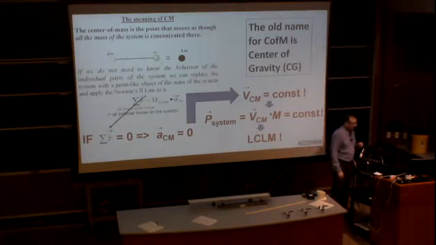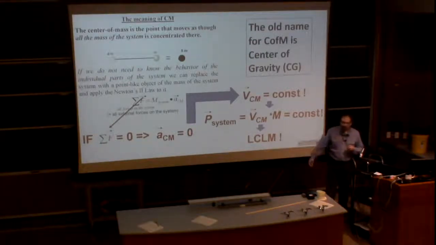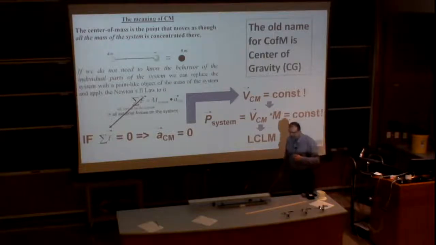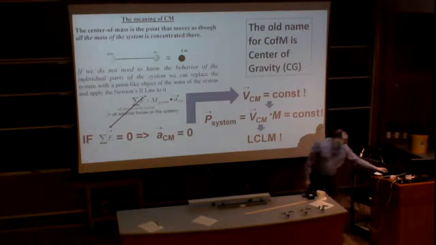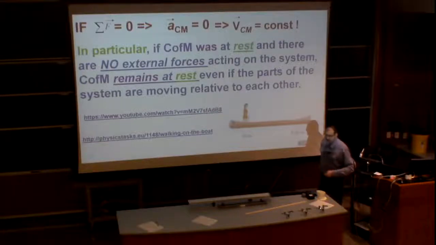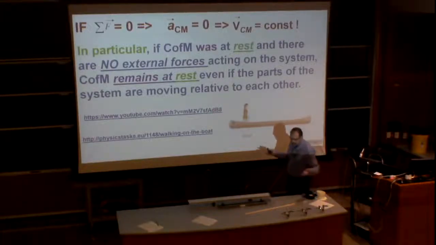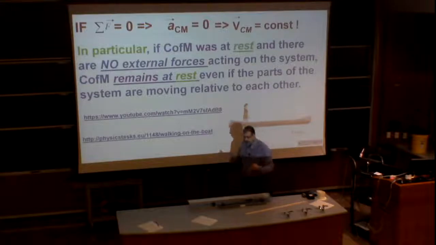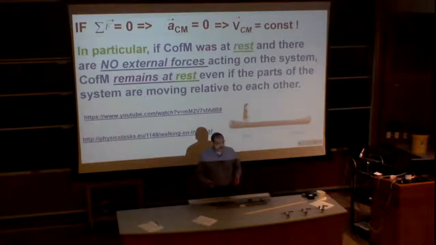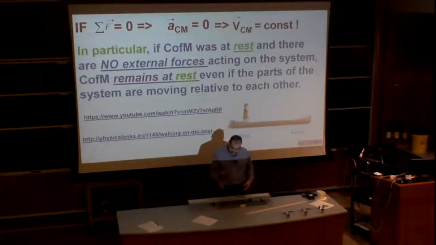Mass times velocity is momentum. So this is another derivation of the law of conservation of linear momentum of a system when the net force acting on the system is equal to zero. And there's a special, interesting case, when the center of mass was at rest, meaning the system was initially at rest, but then something inside the system starts happening. If the net force acting on the system is zero, no matter what's happening inside, the center of mass should remain at the same location.